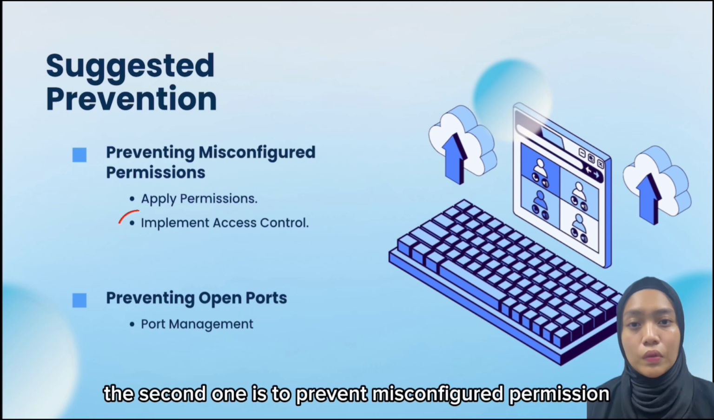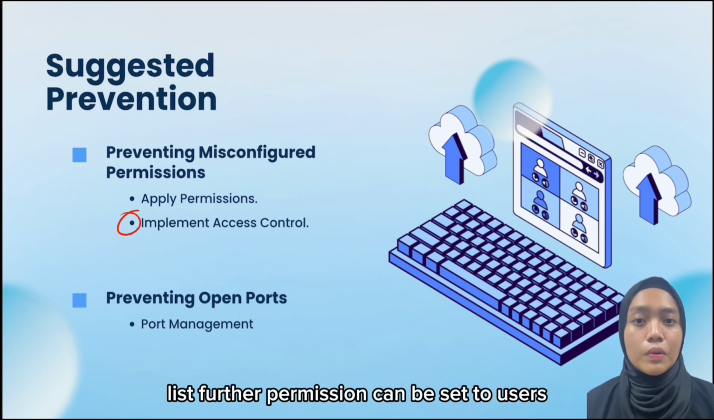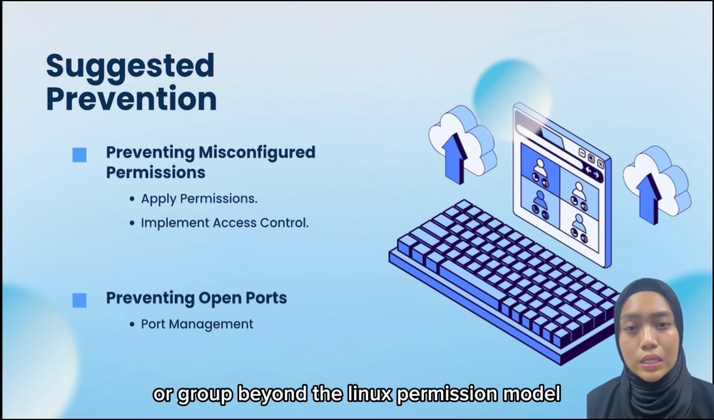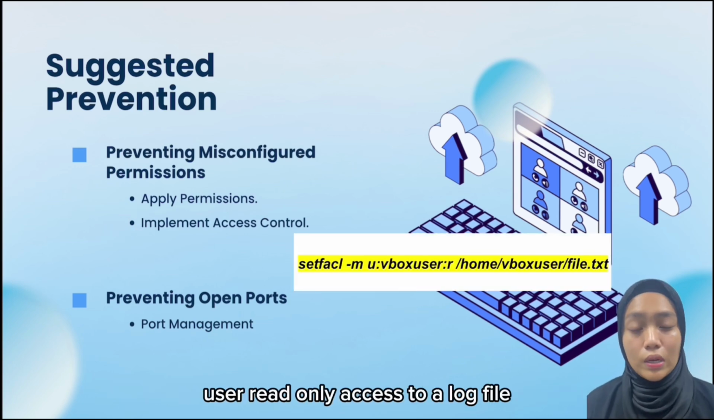The second way to prevent misconfigured permission is to implement access control by using access control lists. Further permissions can be set for users or groups beyond the Linux permission model, like this command. The command is to give a named user read-only access to a log file.